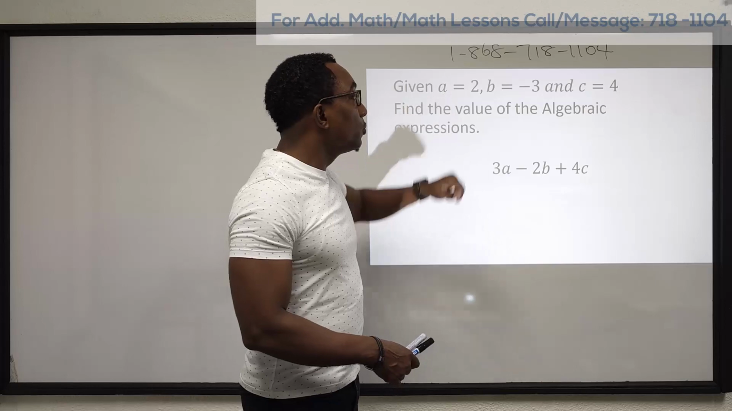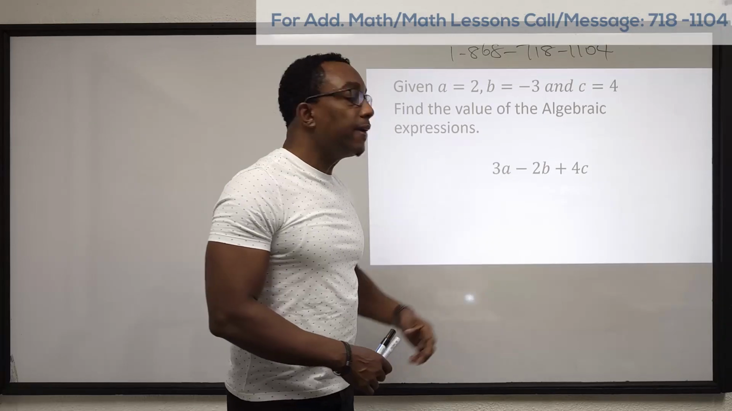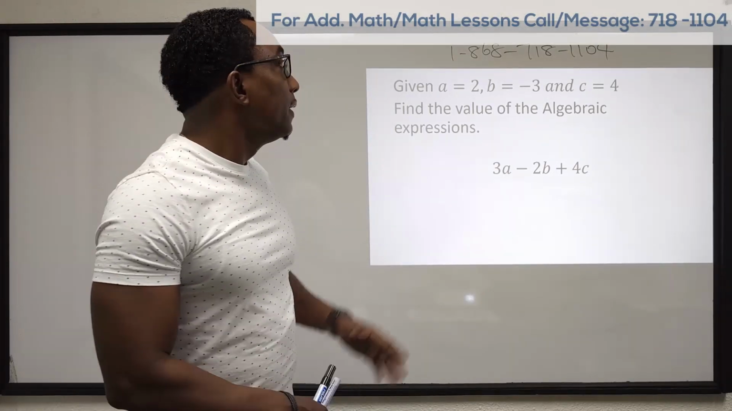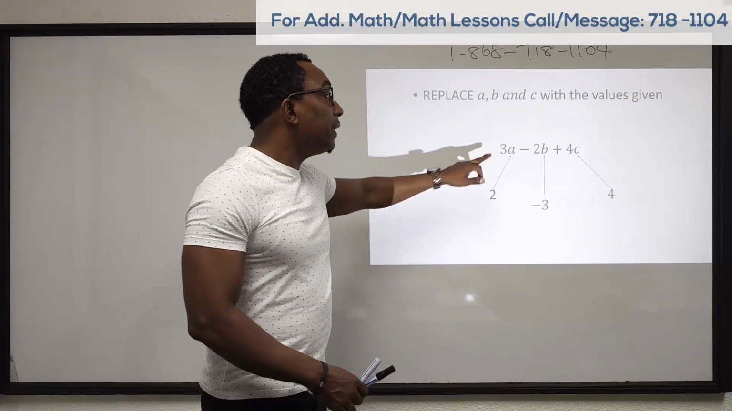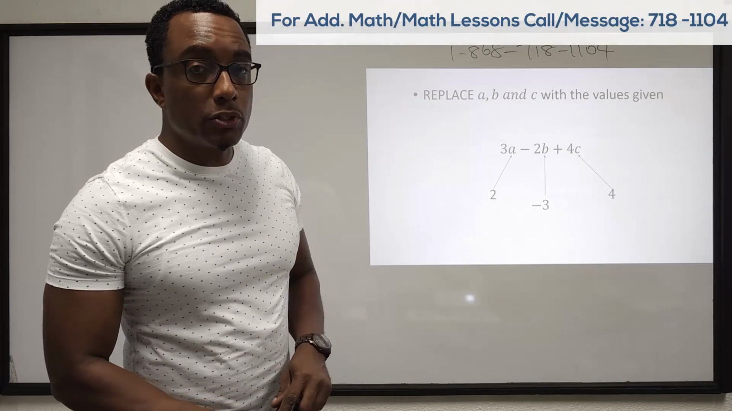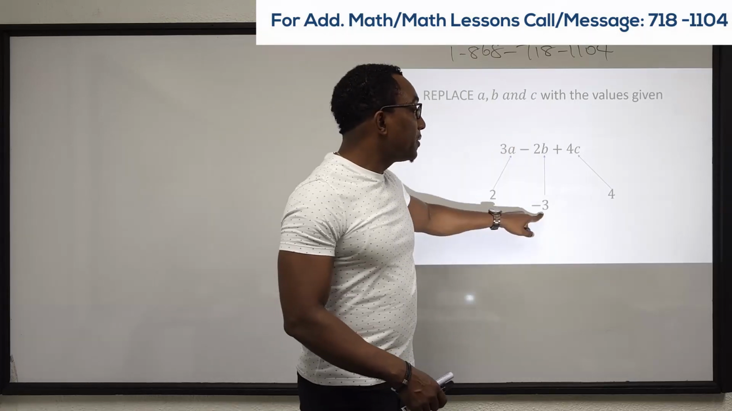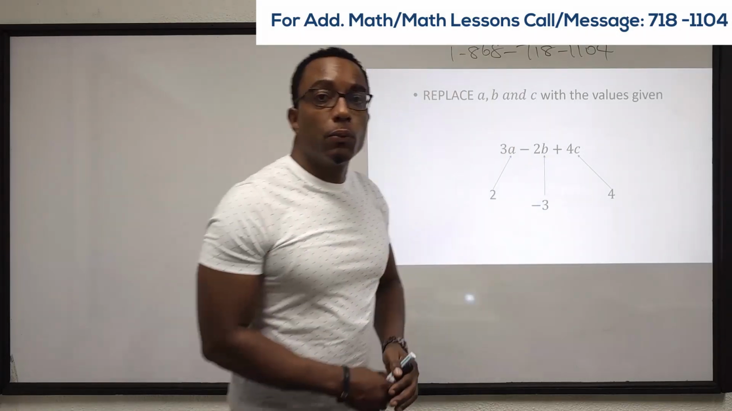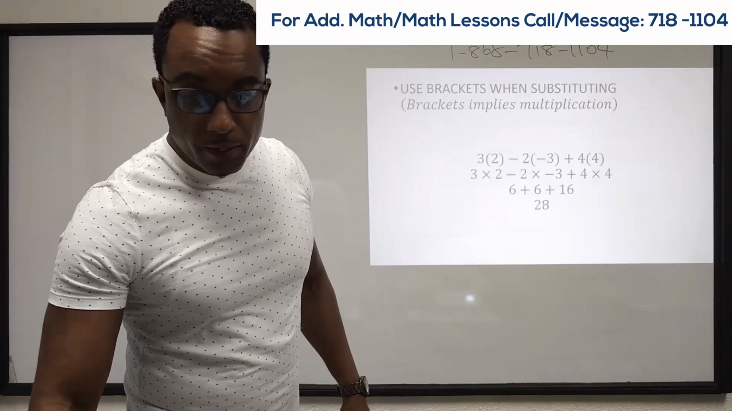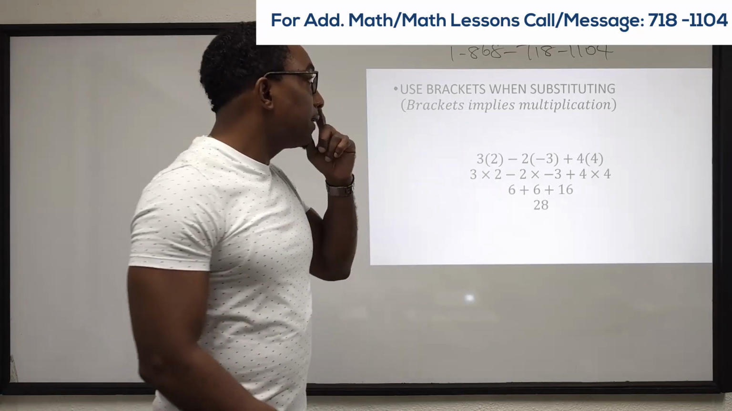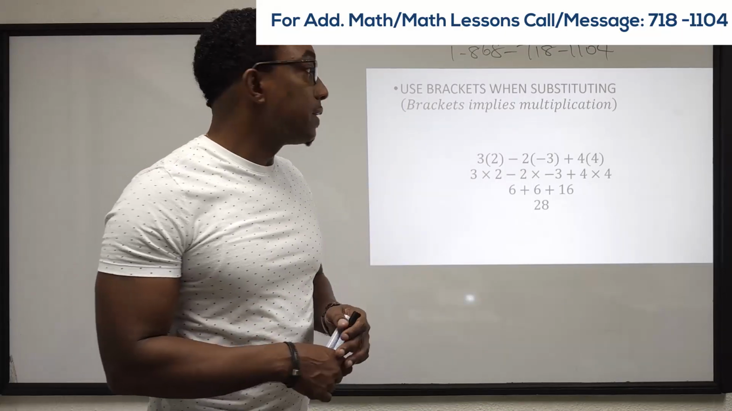So a is equal to 2, b is equal to negative 3, and c is equal to 4. So how are we going to find a value for the algebraic expression given the value for a, b, and c? It's a simple case of we are going to replace a, b, and c in your algebraic expression with the numbers given. We know a is equal to 2, b is equal to negative 3, and c is equal to 4. So how do we replace? We use brackets to replace or substitute those variables with numbers.